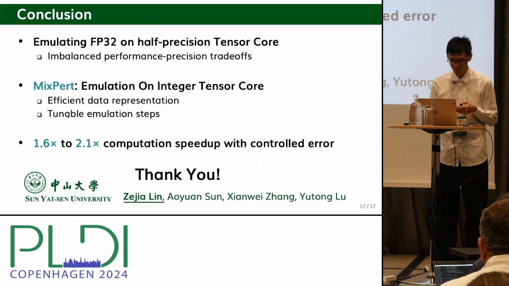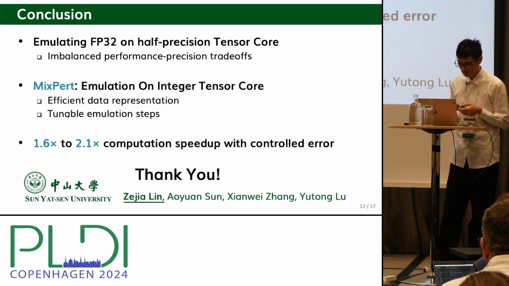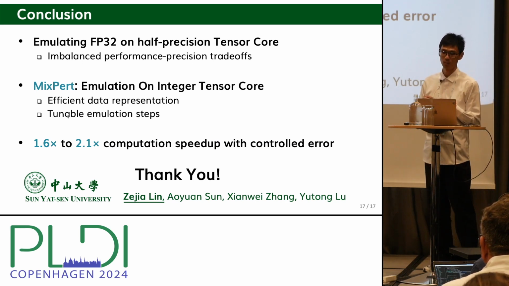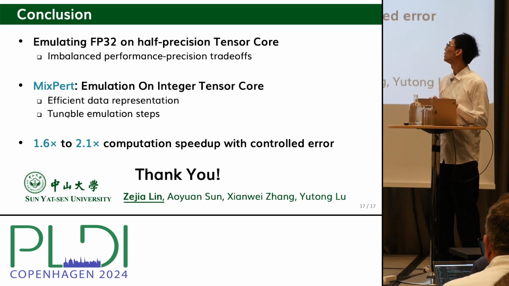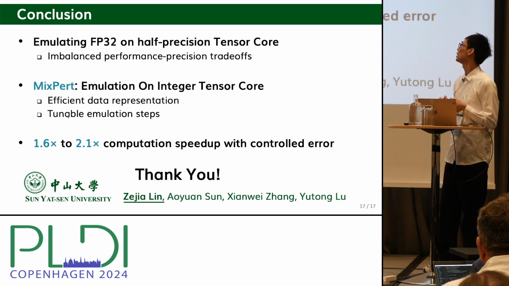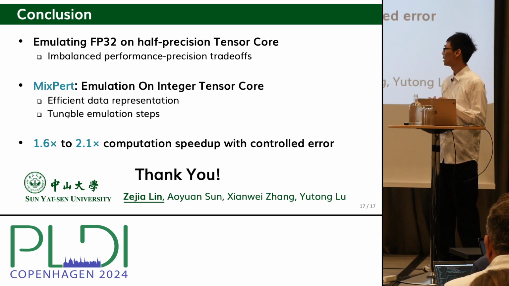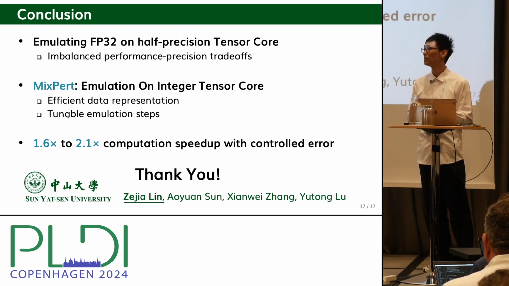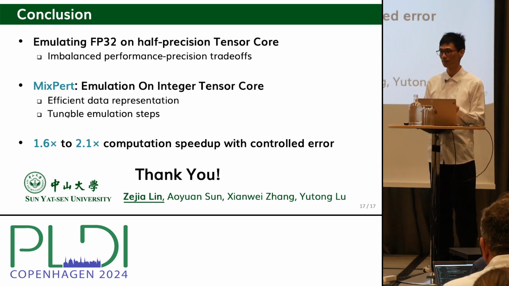So in conclusion, we identified the imbalanced performance and precision trade-off in the previous emulation techniques, and we designed emulation methods on the integer tensor cores and obtained 1.6 to 2.1 times speedup with controlled error. Thank you.